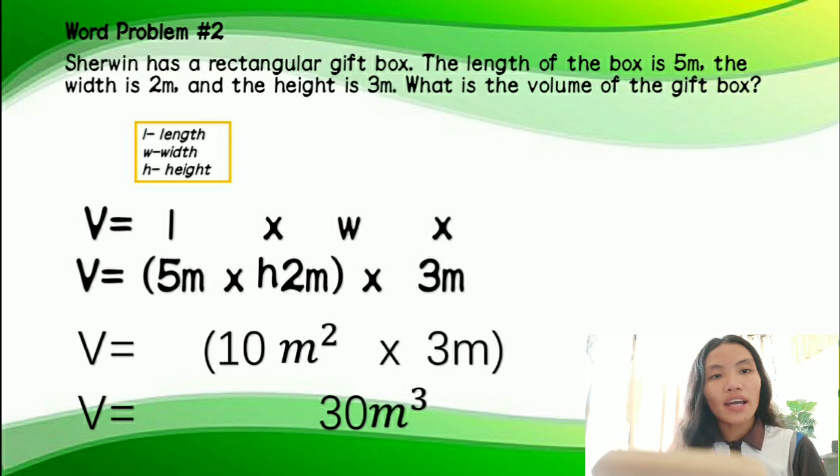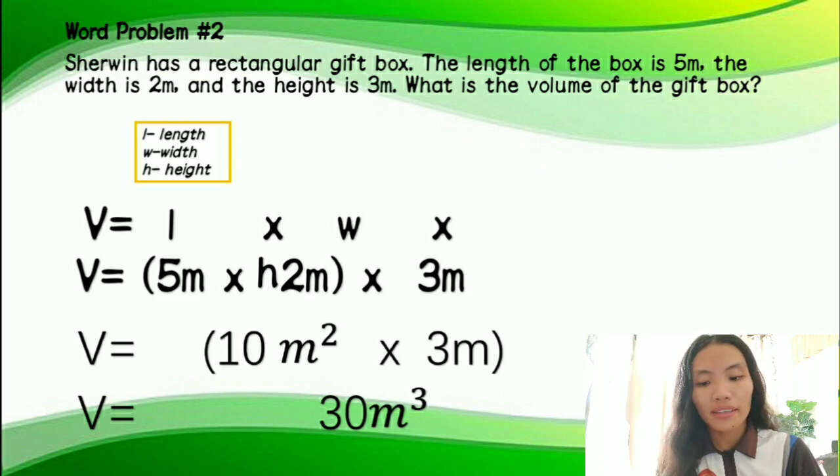Volume is equal to 5 meters, the length, and 2 meters, the width, and 3 meters, the height. All you have to do is multiply the length and the width first. So 5 meters times 2 meters is equal to 10 meters squared, times 3 meters, which is the height. So 10 meters squared times 3 meters is equal to 30 meters cubed. Again, it becomes cubed because the 10 meters squared is multiplied by 3 meters, which has an exponent of 1. So 2 plus 1 is equal to 3, and that's why it becomes cubed.